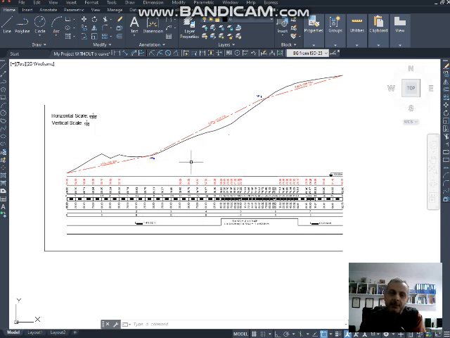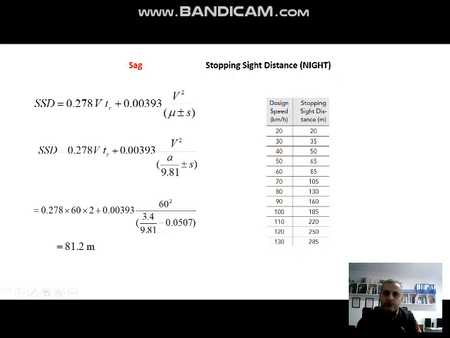Now the next step is to calculate the length of a vertical curve. In your case you will have only one curve, but in my case I will show you both a sag type curve and a summit crest type curve as well. That's why I have two curves here. So I'm going to calculate two different lengths. Okay, let me go to these lecture notes.